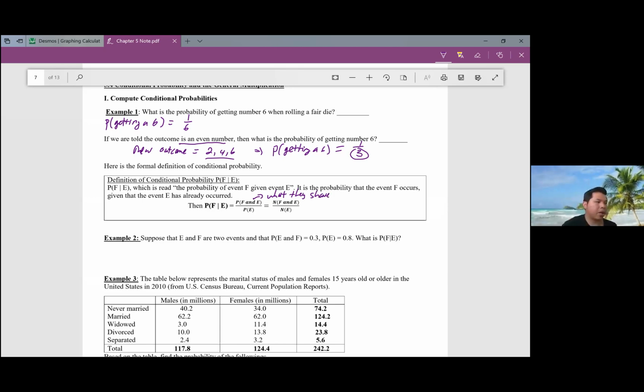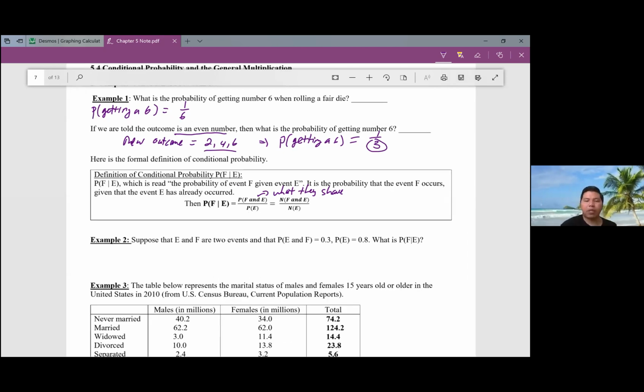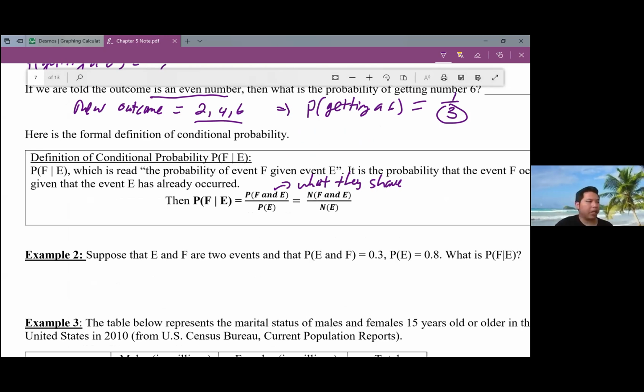And then divide by the new outcome. So the given condition will always be in the denominator, okay? And then the one we ask about will be the one in front, right? So F given E will be P of F and E divided by P of E. Are we good with that formula? Yeah.